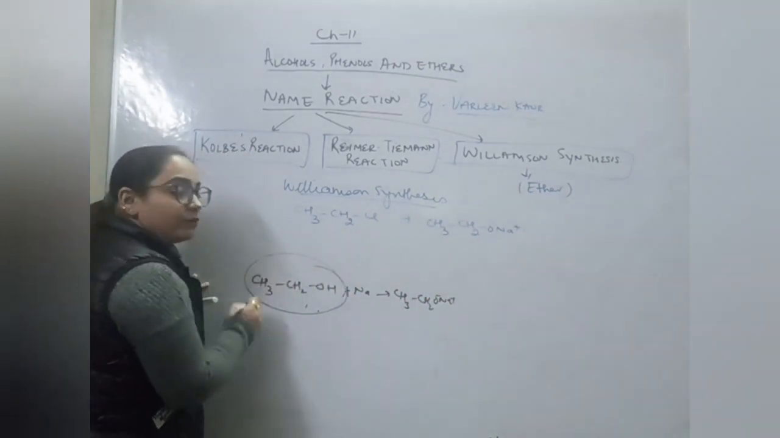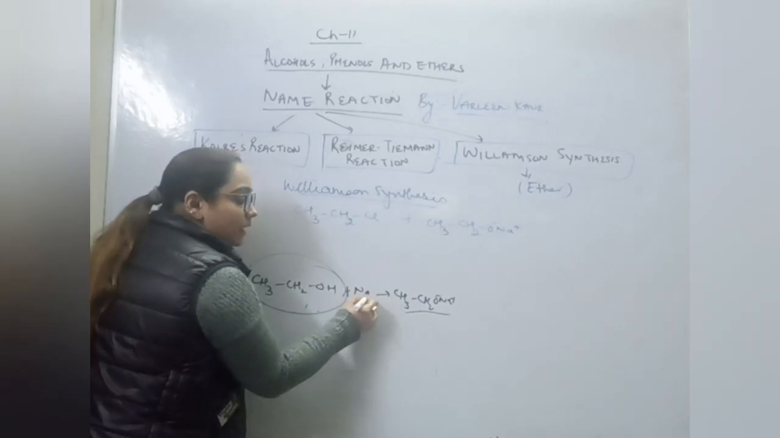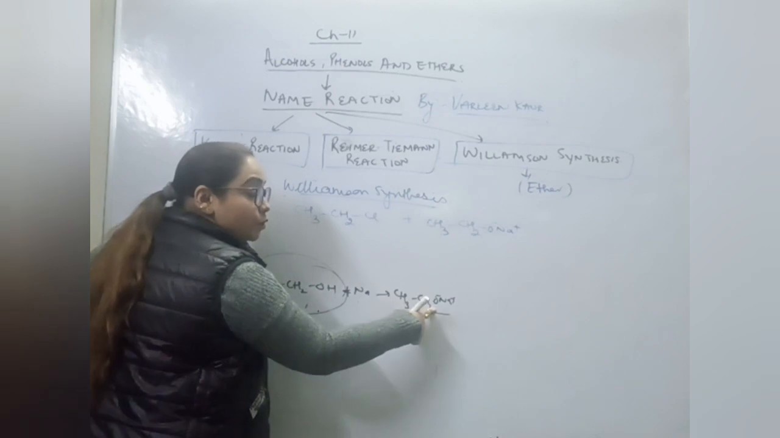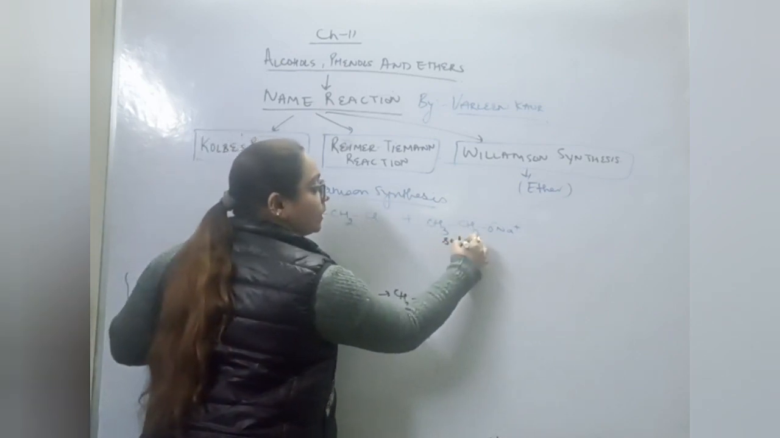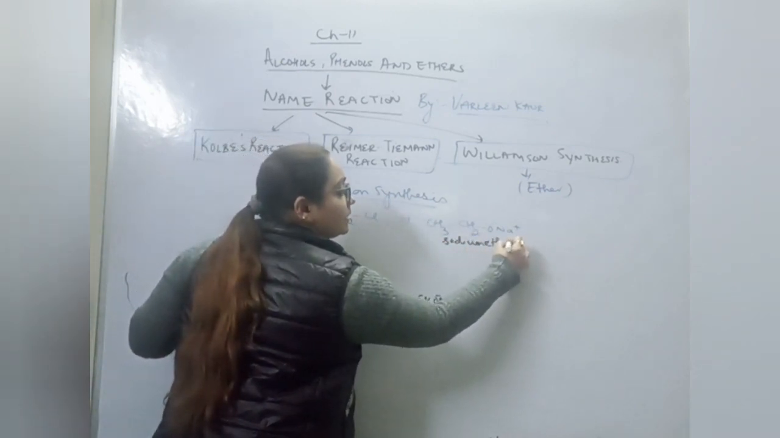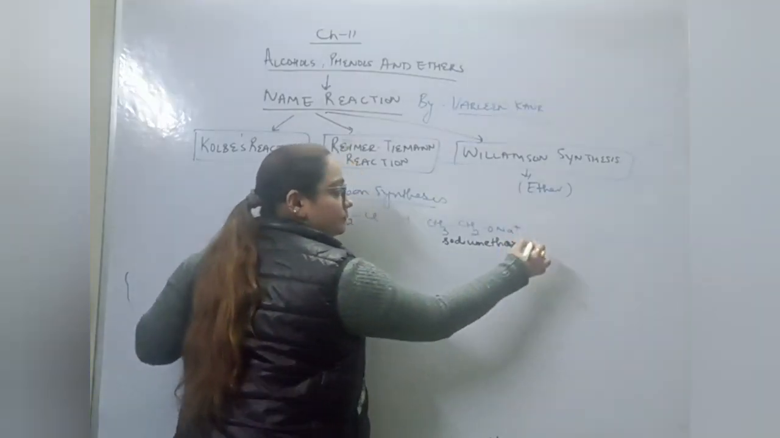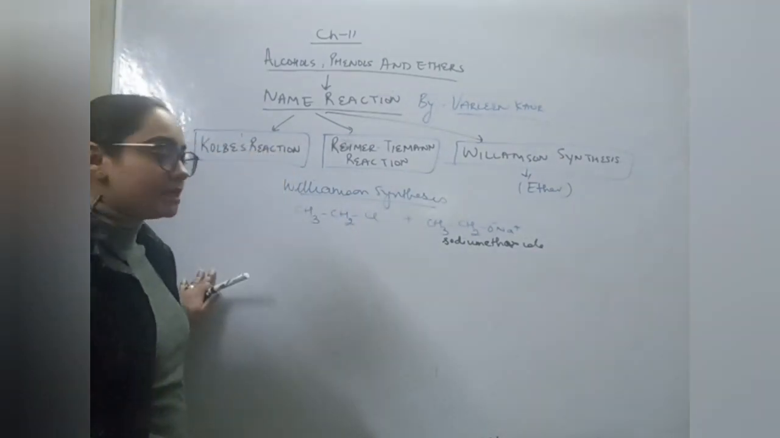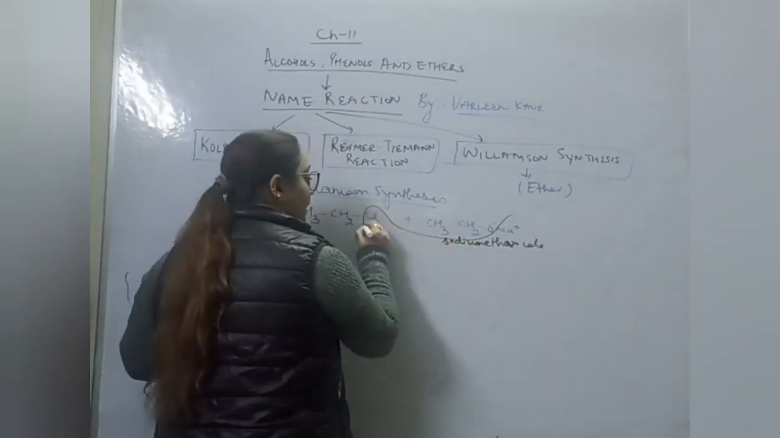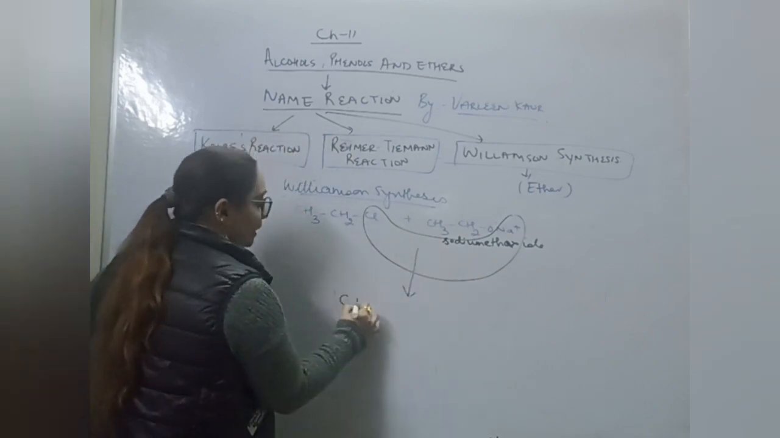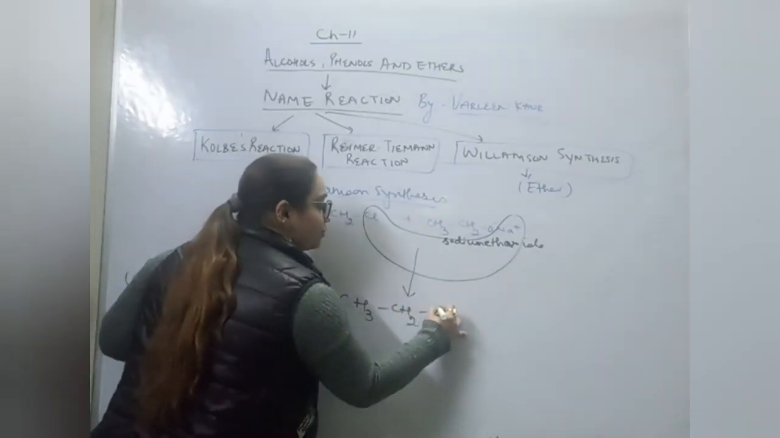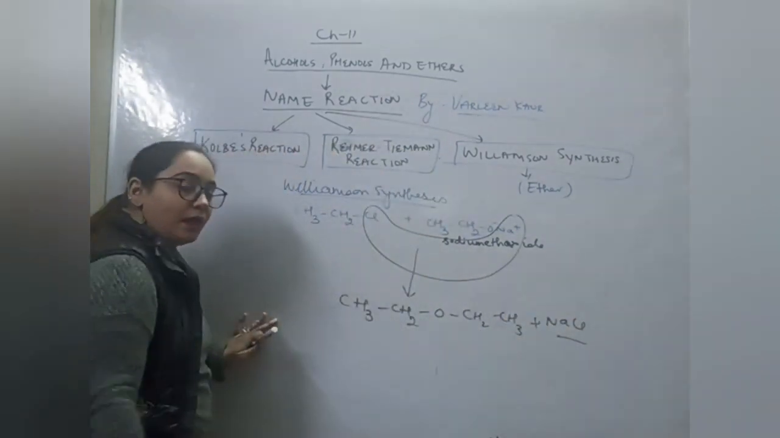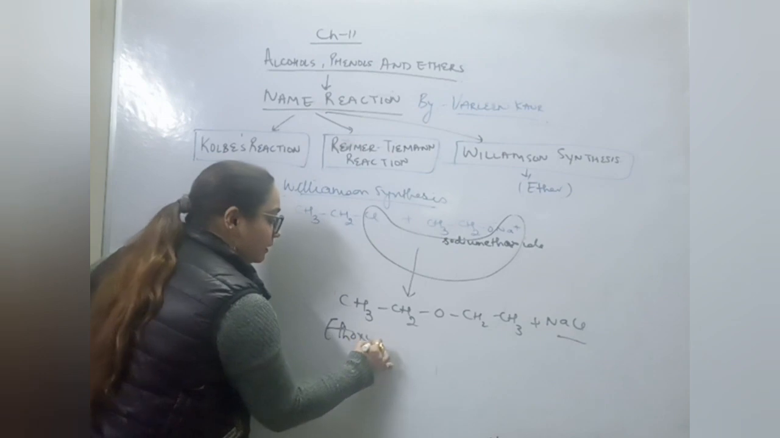To make this compound reactive, that is why I will treat ethanol with sodium. So it will form sodium alkoxide. It is known as sodium ethoxide. Got it? So when we have this combination, Na and Cl will be removed, and we'll be getting CH3, CH2, O, CH2, CH3. And NaCl is a side product. And it is known as ethoxyethane.